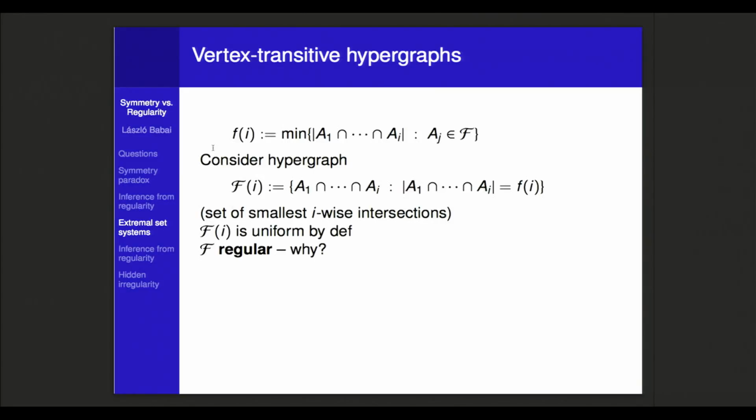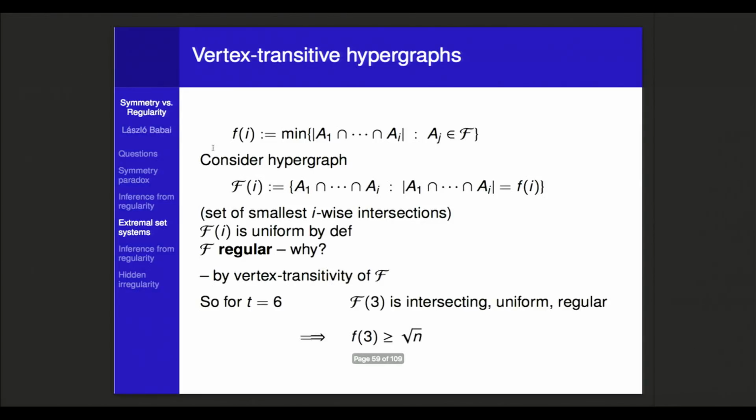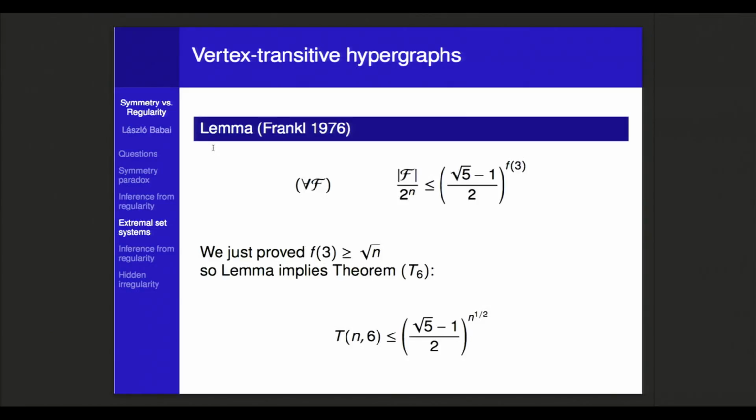Why? Because we assume that the hypergraph is vertex-transitive. So every vertex is alike. No matter what invariant you invent, that depends on a vertex, it is going to be the same for every vertex. Okay? And now, we have this exercise from previously. This F3 is an intersecting hypergraph, intersecting because it was 3-wise intersections, but we are assuming the entire hypergraph is 6-wise intersecting. So every pair of 3-wise intersections intersect, and it is uniform. Therefore, F3 is at least square root of n, so we have square root of n in the exponent, and that proves the result. Okay?